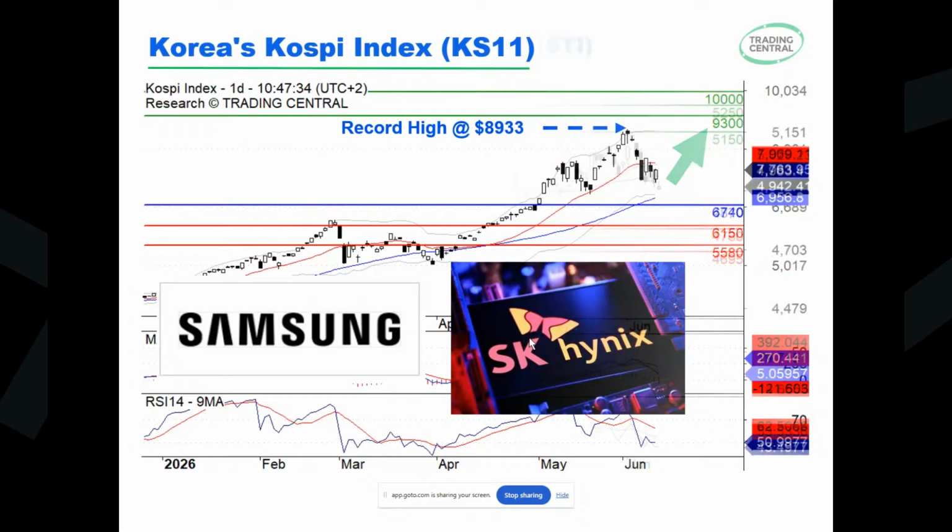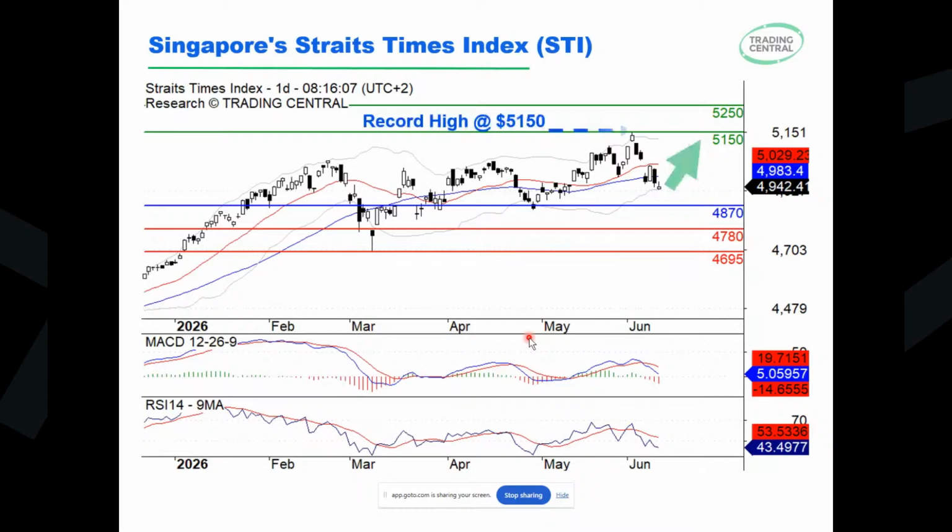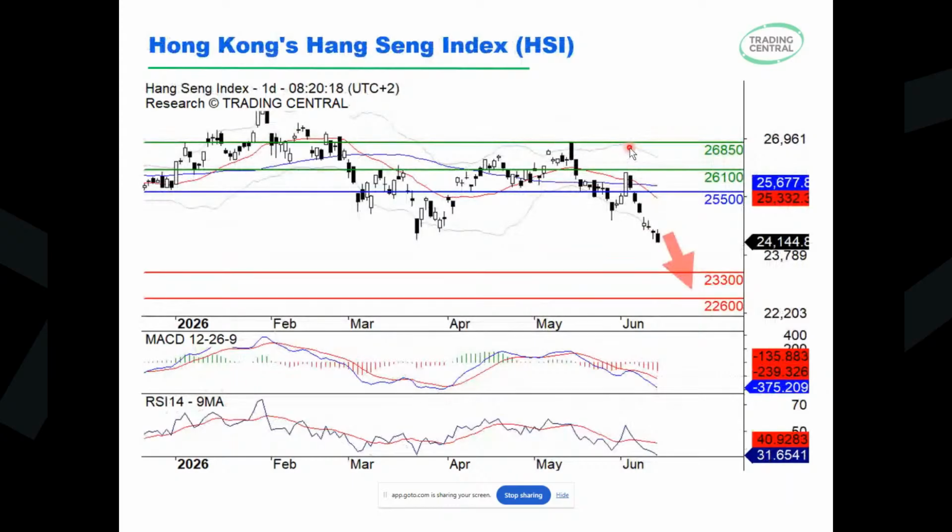Singapore, well, record high 5,150 at the Straits Times Index, just last week. How about the place where I am, Hong Kong, Hang Seng? Well, unfortunately, it lags behind other Asian markets. And well, there are reasons for that, but I don't think I will get into details of this today.